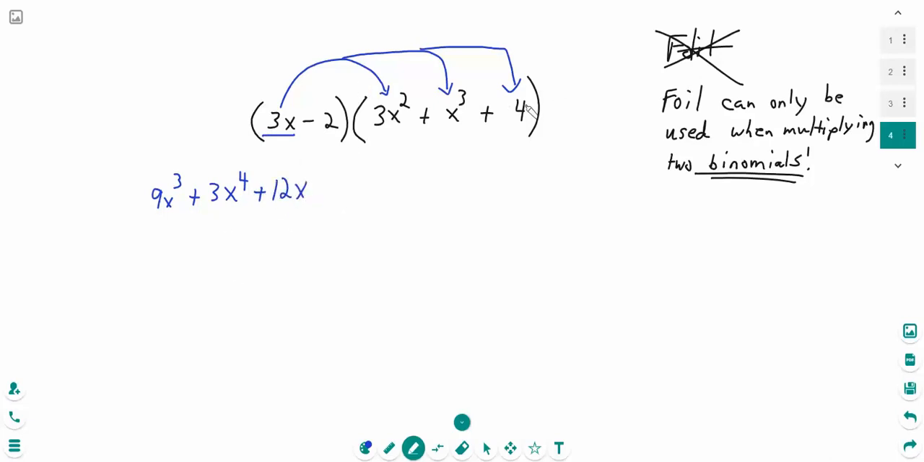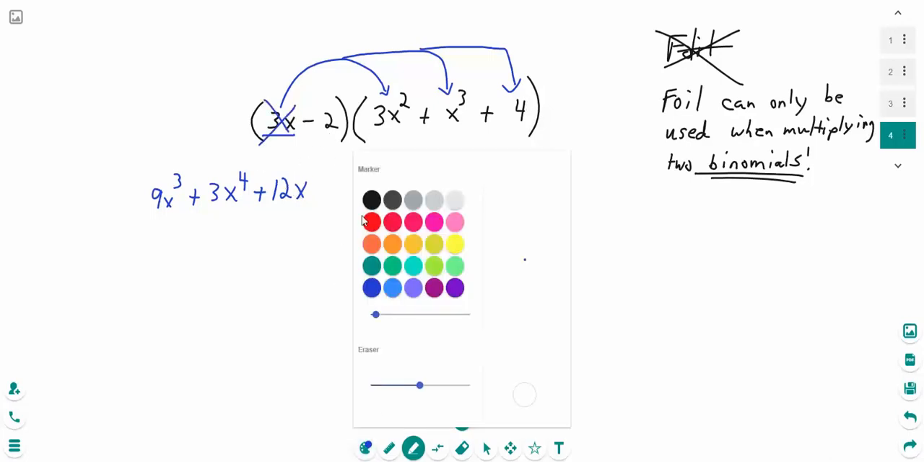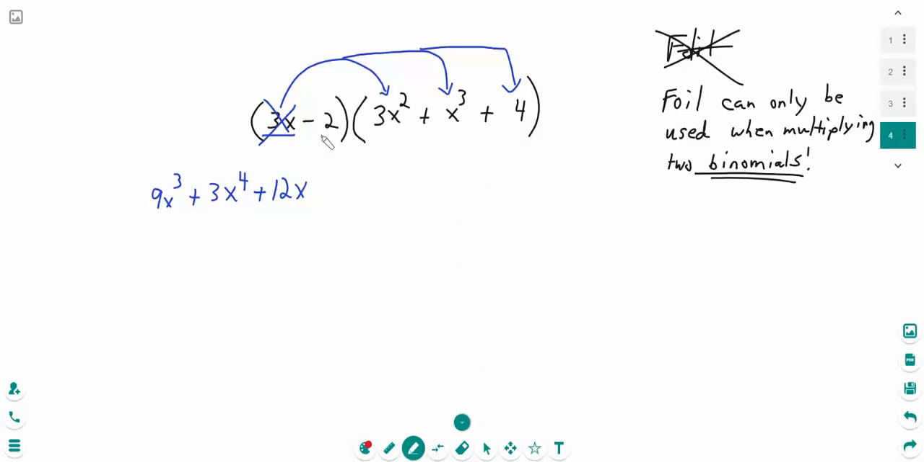And we've reached the end of our terms, so we're now done with this first term. We're ready to go on to the second term. So now taking that second term, we'll take the negative 2 and multiply it by our 3x squared, our first term here. So negative 2 times 3x squared is going to give us a negative 6x squared.